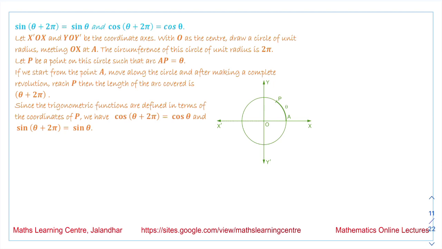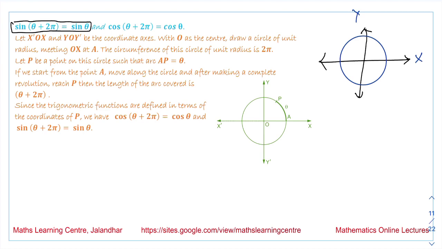It is quite easy to see that sine of theta plus 2 pi is equal to sine theta. We are given the coordinate axes, x-axis and y-axis. We have drawn a circle of unit radius. The radius of this circle is 1. We consider any point P(x, y) on this circle, and suppose the angle that it is forming over here is theta. Now if we rotate this line by an amount of 2 pi, we will again reach this point P.